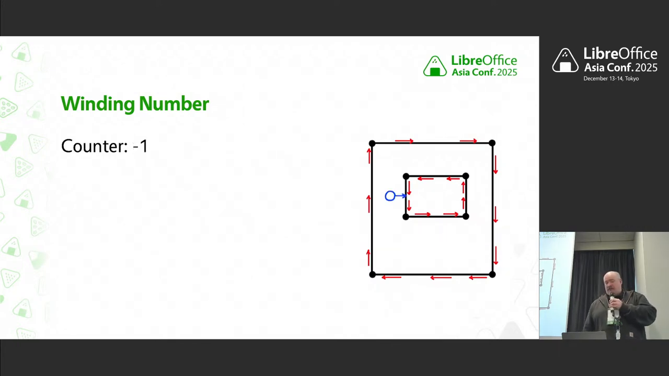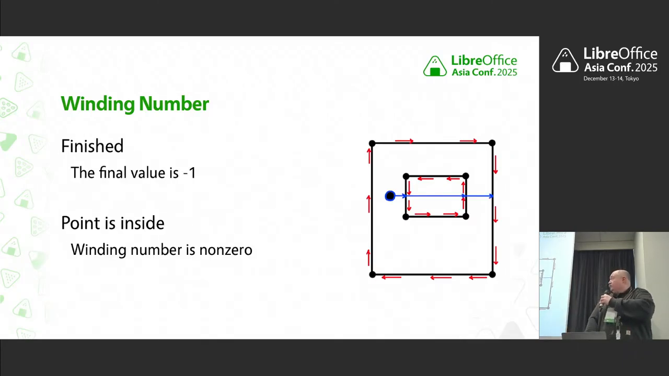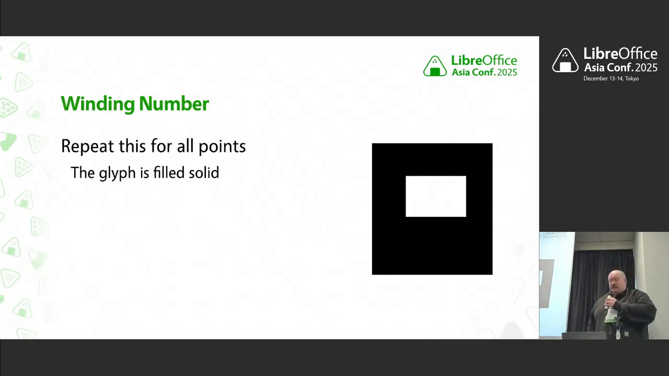So choosing another point, we work through it again. Contour is moving down, so we subtract 1. Contour is moving up, so we add 1. And then moving down. And finally, we have -1. Because this winding number is non-zero, we say that this point is inside the glyph. You repeat this process for every point in the plane. We fill the glyph solid.